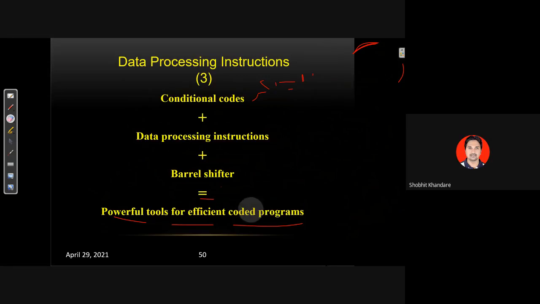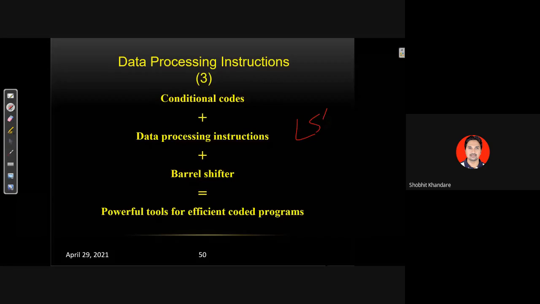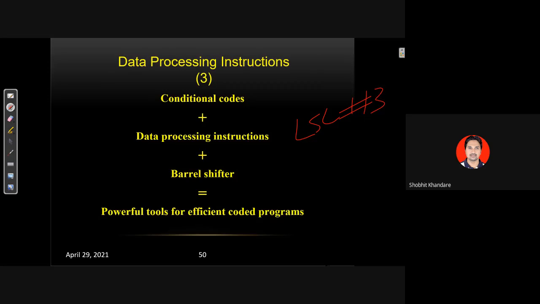सर अगर LSL #3 होता तो? हाँ चलेगा ना. आप LSL #3 लो. That is a good question. अगर मैं LSL #3 करता हूँ, मुझे एक बात पता है कि LSL #2 करता हूँ तो nothing but it is equivalent to multiply by 4. Now you can give me the answer.